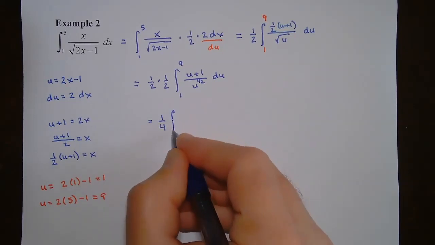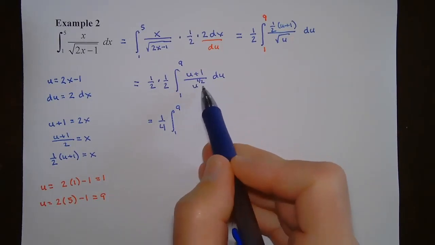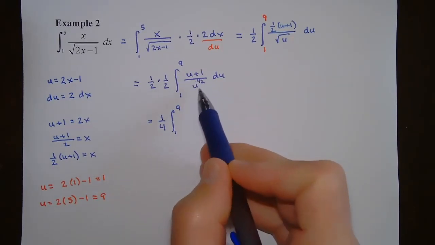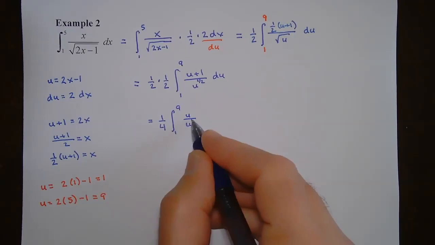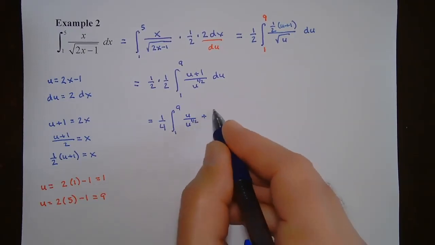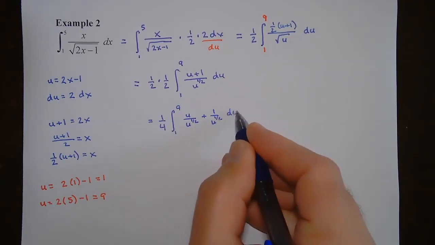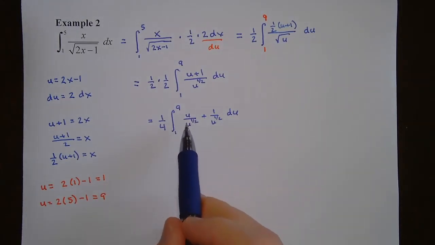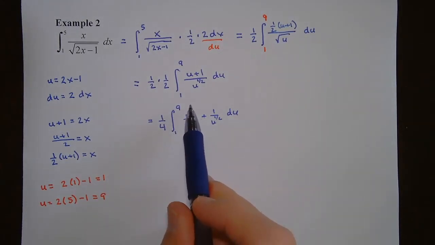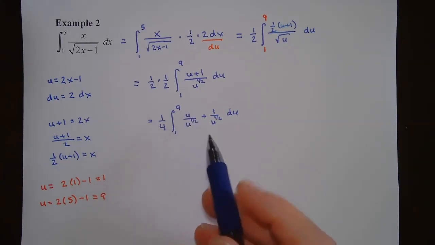The integral from 1 to 9. Okay, and this came from adding two fractions with a common denominator of u to the 1/2. So this becomes u over u to the 1/2 plus 1 over u to the 1/2 du. Okay, now we have the same base. This is a power of 1, so it'd be 1 minus 1/2, or 2 halves minus 1/2. So this is going to become u to the 1/2.